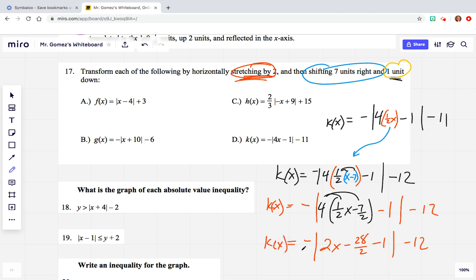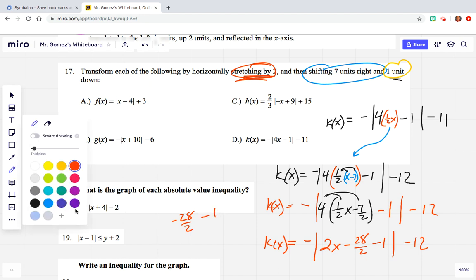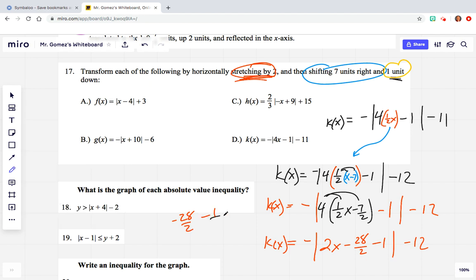And then combining like terms, still this -28 over 2 minus 1. We're going to multiply by a form of 1 to get a common denominator. Again, remember, you do this when you're adding or subtracting fractions. So we'll have a -2, because 1 times 2 is 2. So it's -28 minus 2 all over 2, which will give us a -30 over 2, which simplifies to -15.